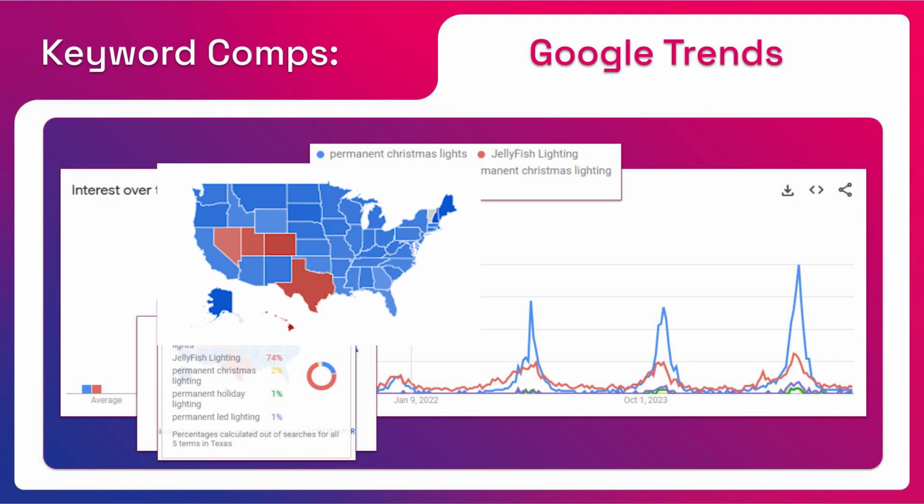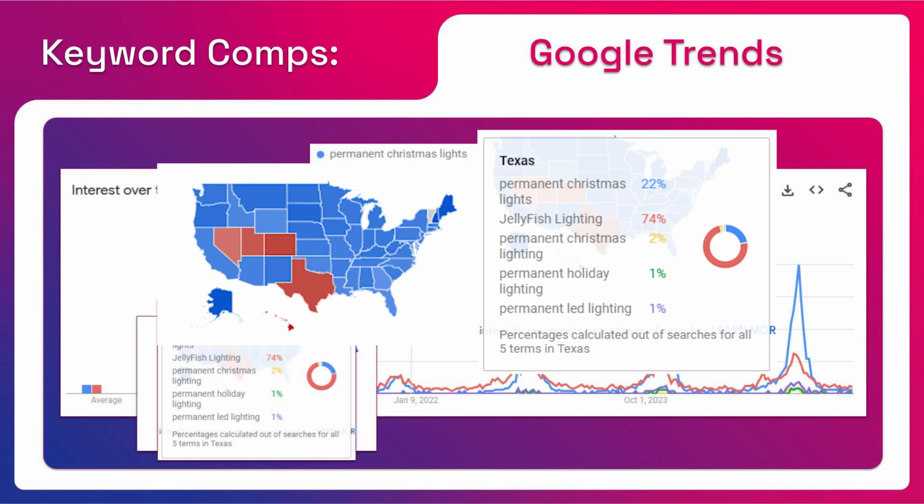So we obviously see these red states is where jellyfish lighting is really strong. And when you hover over the states, it breaks it down. And so this is over Texas. 74% of these 5 searches is jellyfish lighting. And I think that speaks again to what Max and Allison talked about, the efforts we made in advertising, how it's made the brand really strong.